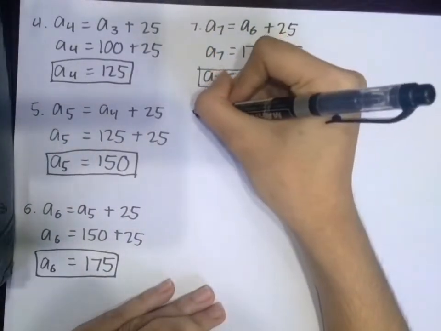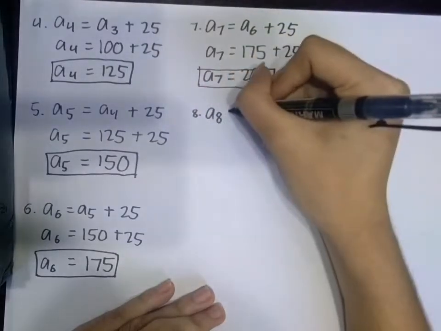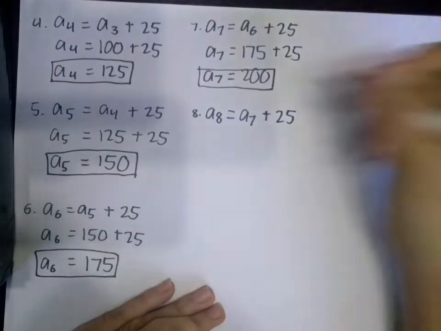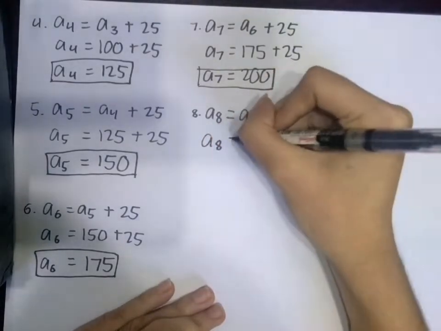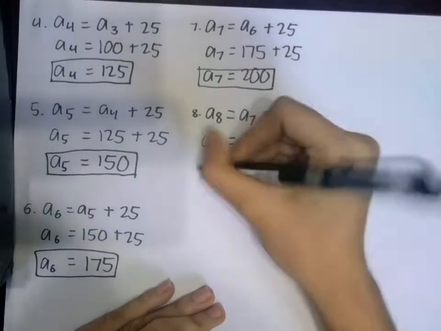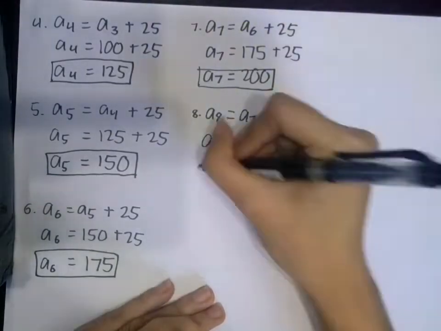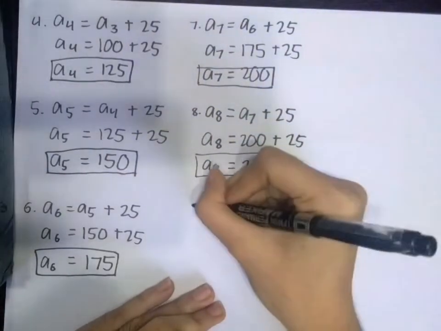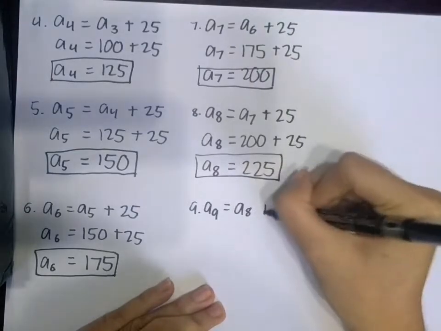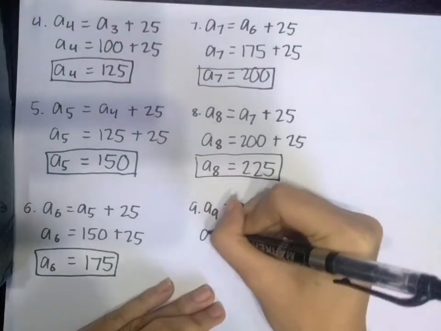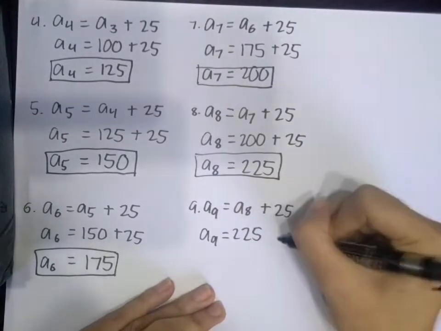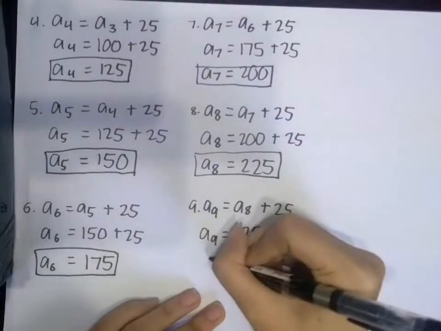For the eighth term, we will be using a sub 8 = a sub 7 + 25. Then substitute a sub 7 with 200, then add 25, which will give us 225. For the ninth term, let's use a sub 9 = a sub 8 + 25, and then substitute a sub 8 with 225, then add 25, which is equal to 250.